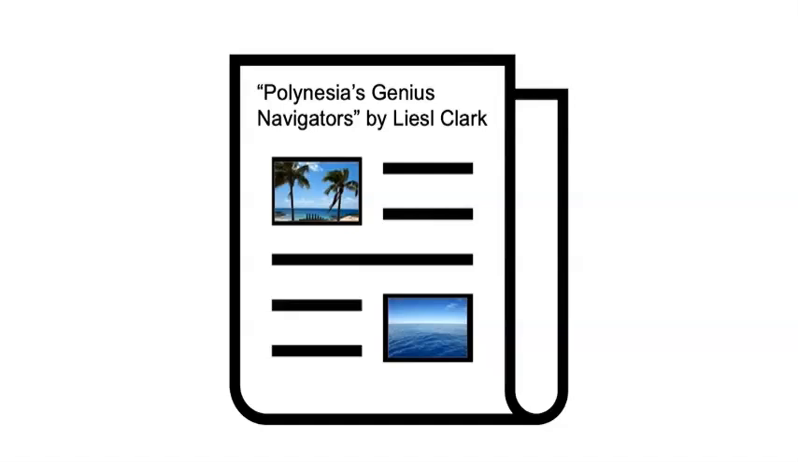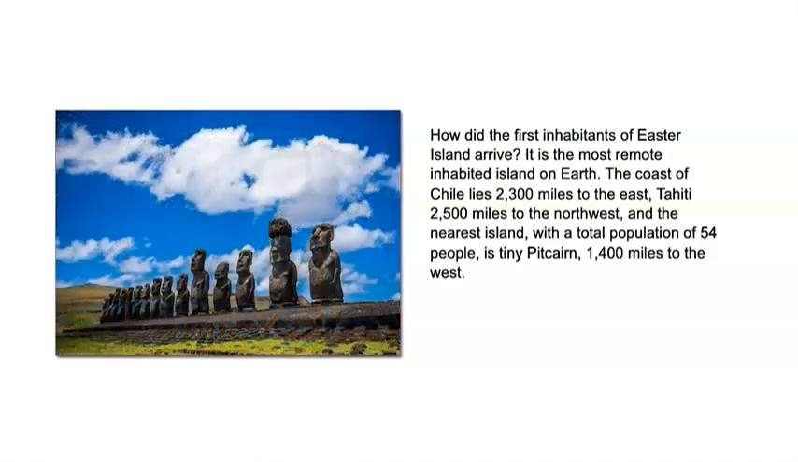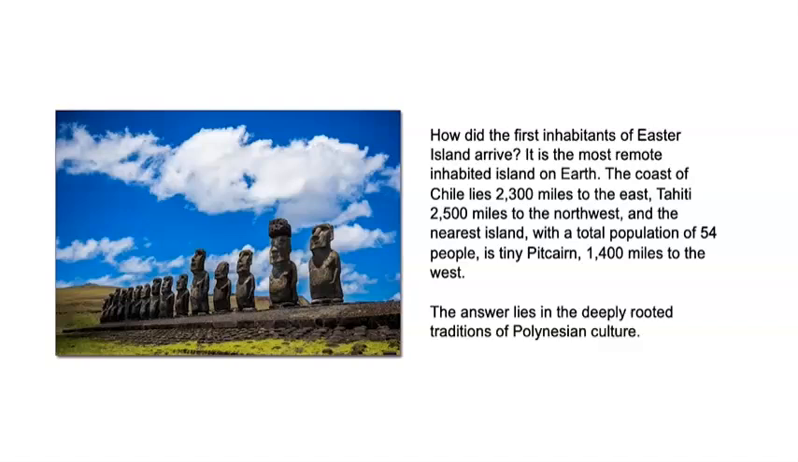While we're reading the article, let's see what evidence we can find about how Polynesians navigated these great distances. How did the first inhabitants of Easter Island arrive? It is the most remote inhabited island on Earth. The coast of Chile lies 2,300 miles to the east, Tahiti 2,500 miles to the northwest, and the nearest island with a total population of 54 people is tiny Pitcairn, 1,400 miles to the west. The answer lies in the deeply rooted traditions of Polynesian culture.